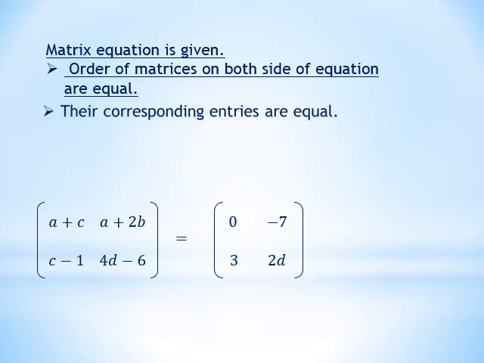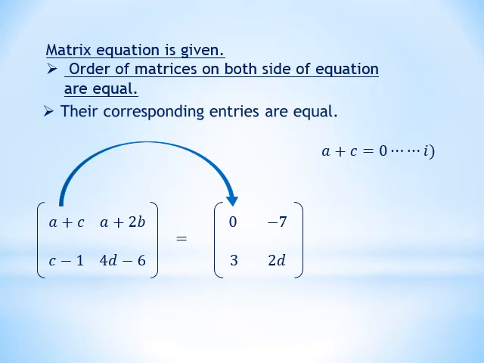Next, their corresponding entries are equal. By the help of this condition, we will find the values of unknowns. And the corresponding entries, you can see here, A plus C is equal to 0. Both correspond to each other. So write it in equation: A plus C is equal to 0. These are the corresponding entries.